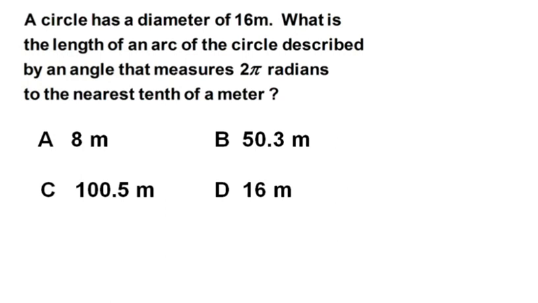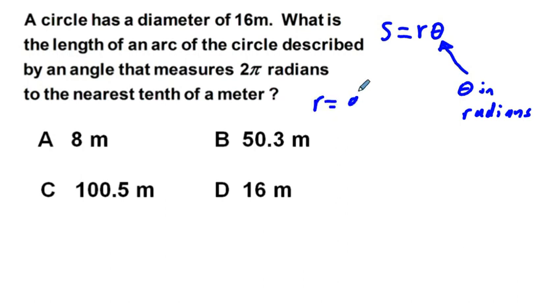Circle has a diameter of 16 meters, and this is an important one because I looked at the test and there are 3 problems that have something to do with the arc length formula, I believe. So the arc length formula is going to be S equals R theta. And this applies in this form if theta is in units of radians. So if you should happen to have degrees, we're going to have to convert the degrees into radians to make this work. Well, here we have a diameter, but we need a radius. So radius equals diameter divided by 2, and 16 divided by 2 equals 8. So that's our radius.